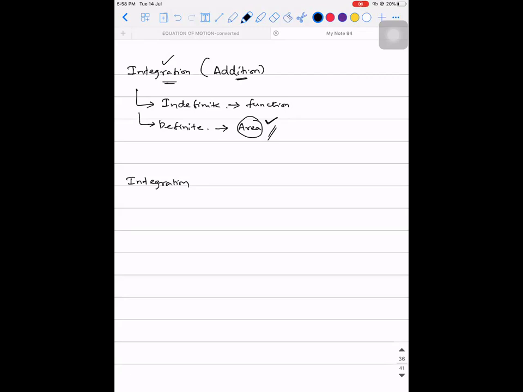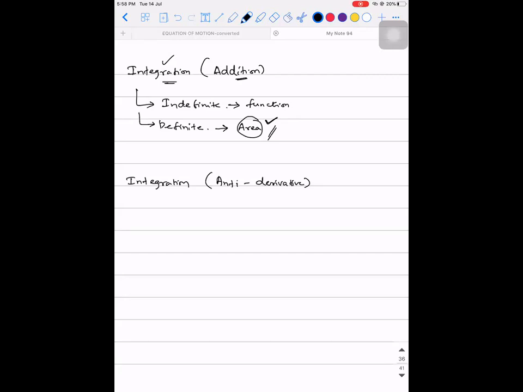With respect to the independent axis. So integration is also called anti-derivative. Why we call it anti-derivative is because whatever answer you get on differentiation, if you integrate that answer, you will get back the question.